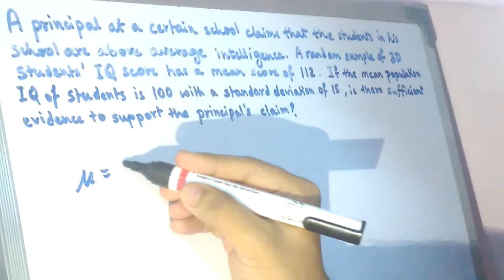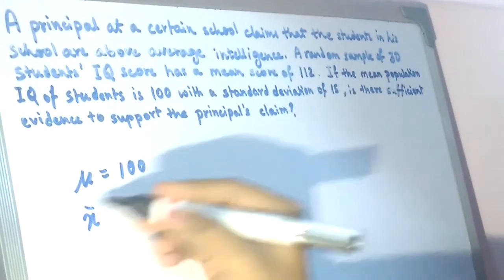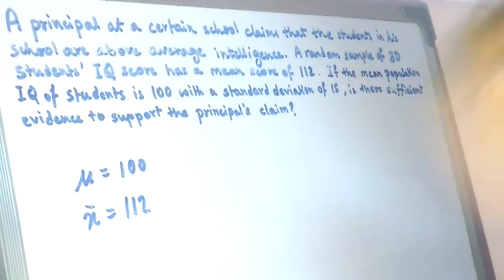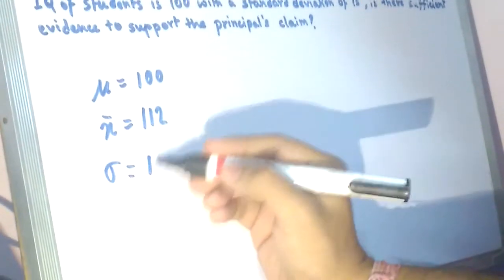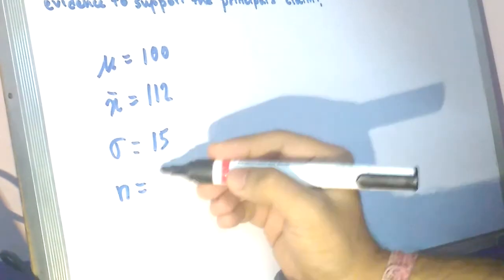From the problem, we have these values: mu, denoting the population mean, which is 100. Then we have x bar, the sample mean, which is 112. And then we have the standard deviation equal to 15 and the sample size n as 30.